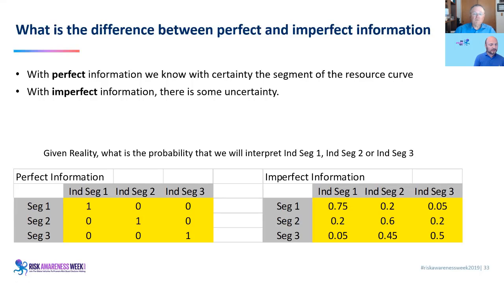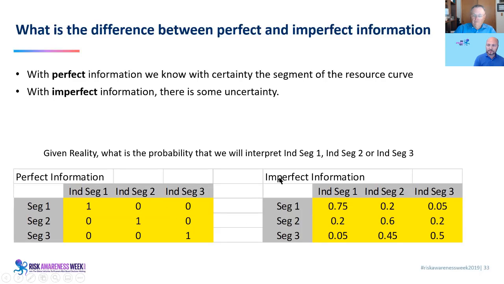What is the difference between perfect and imperfect information? With perfect information, if the reality was segment 1, going back to that resource curve I showed you, then there's a 100% chance that I would interpret it as being resource 1. The same for segment 2 and segment 3.